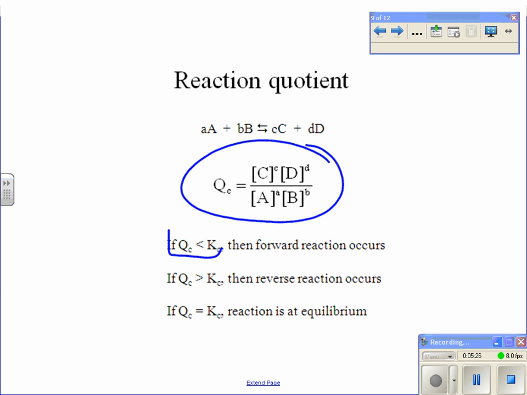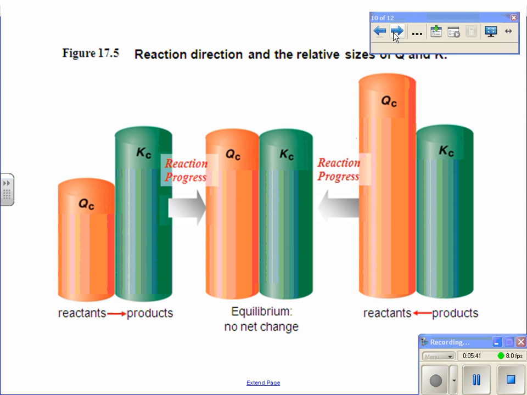If Q is less than K, it means the reaction still has to keep going forward. If Q is greater than K, that means we went past SeaWorld, we have to go backwards. And if Q and K are equal, it means we're in the parking lot at SeaWorld and we're at equilibrium. Here's a visual example of it. When Q and K are equal, we're at equilibrium. If Q is smaller, we say the reaction is going to go forward. If Q is greater, to reach equilibrium, we say the reaction is going to go backward.